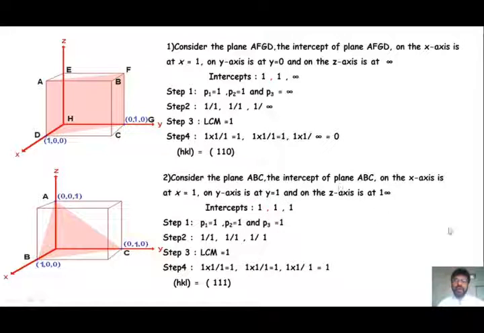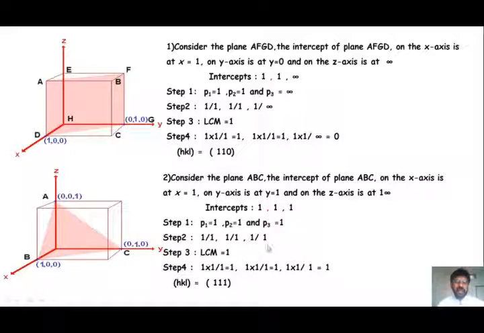Having the intercepts on the x-axis, y-axis and the z-axis, all are one axial unit. So we can write here 1a, 1b and 1c. Therefore, we can write p1 is equal to 1, p2 is equal to 1 and p3 is equal to 1.